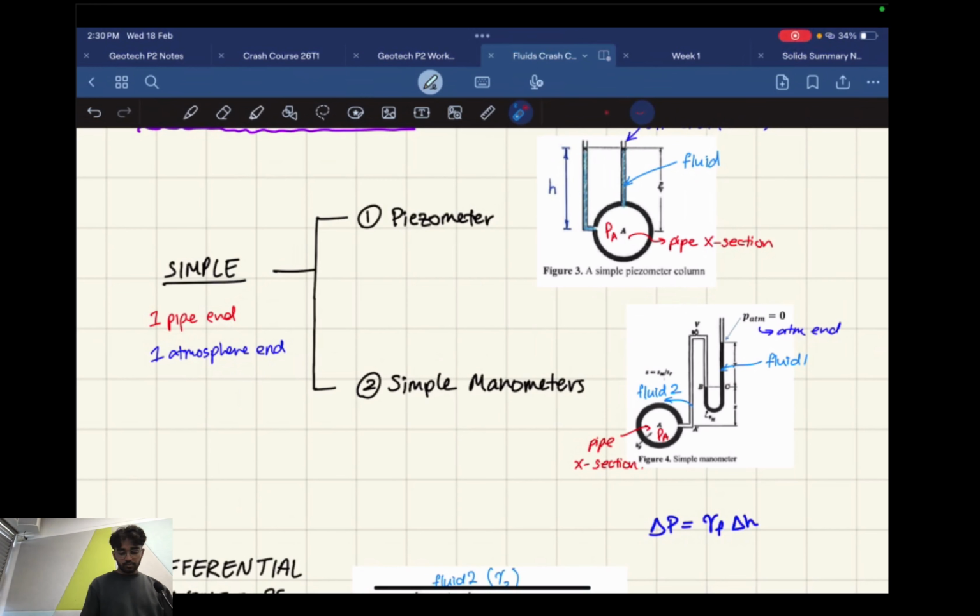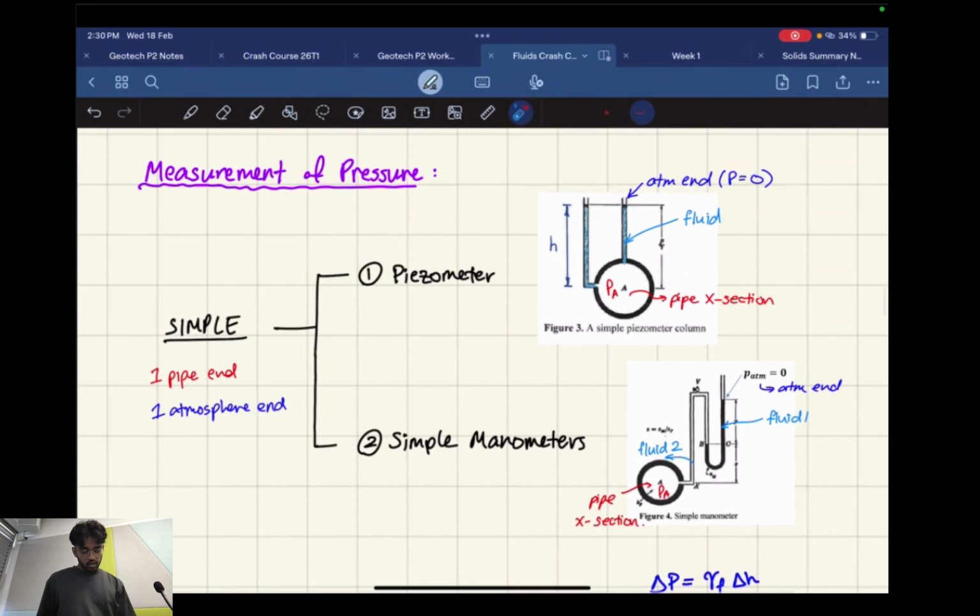So that's what we mean by simple measurement of pressure. You have one pipe end, one atmospheric end. There are two devices for this, a piezometer and also a manometer, a simple manometer.